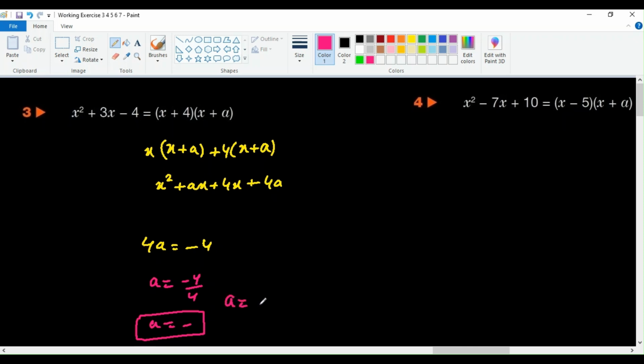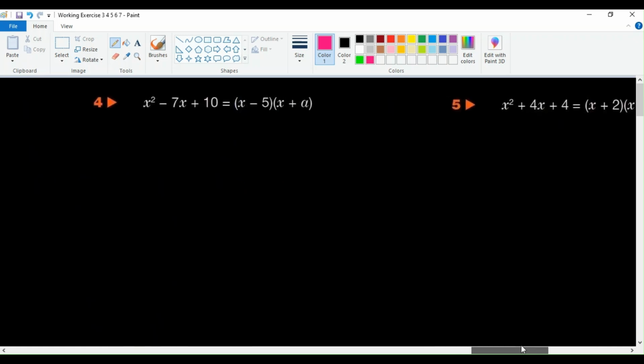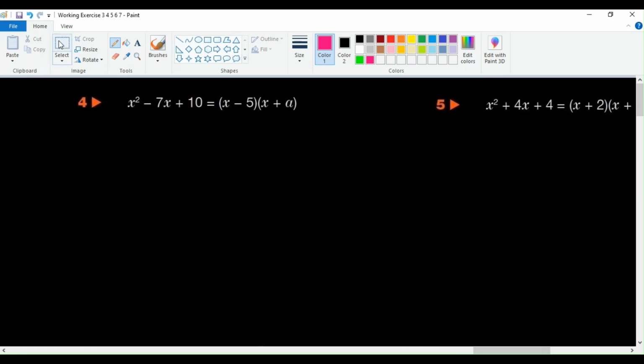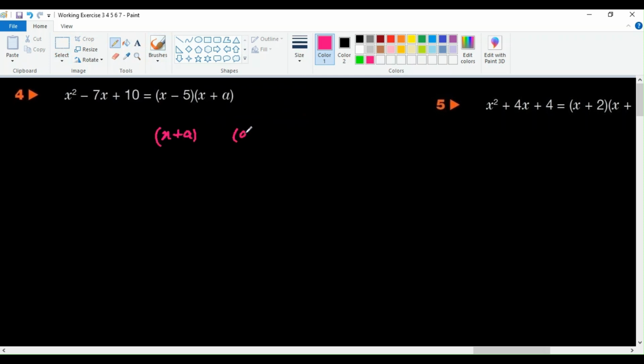A equals negative 1 is the answer for this question. Moving on to the next, which is question number 4. I will pull this a little here. Now I will write x plus a two different times as usual, and I will multiply with x and minus 5 like this. So it gives us x square plus ax minus 5x and minus 5a.